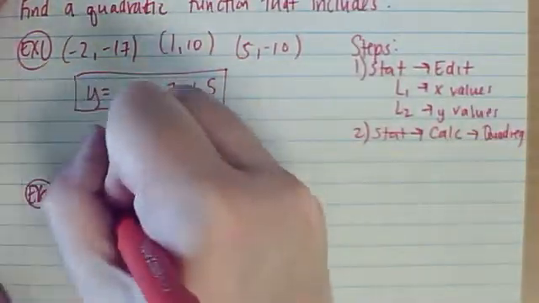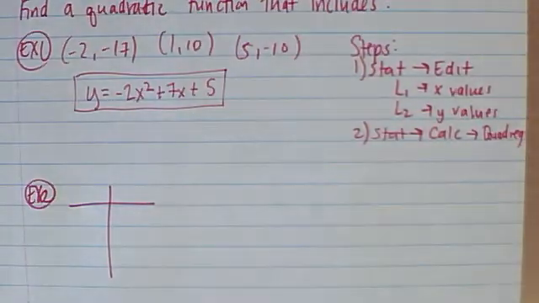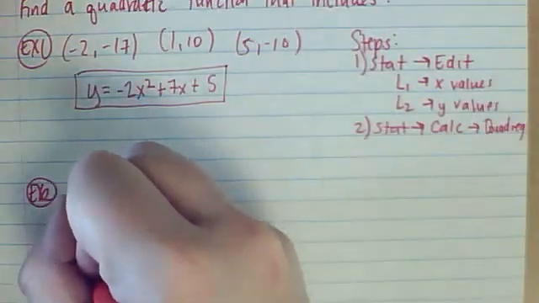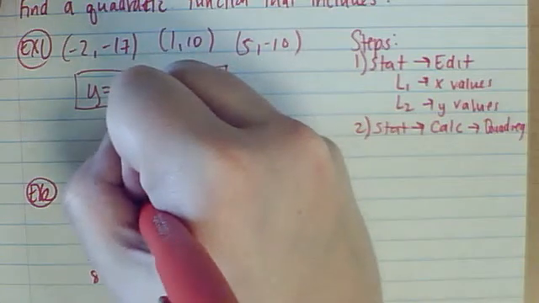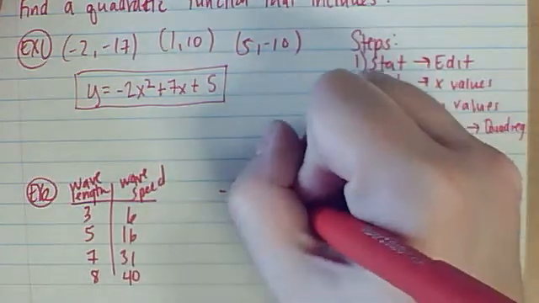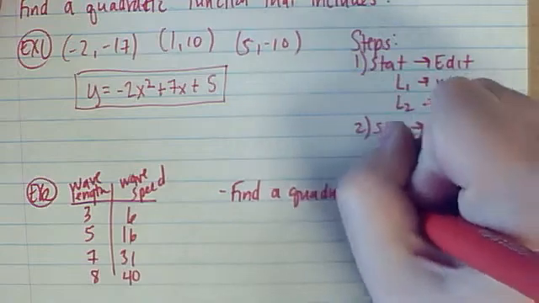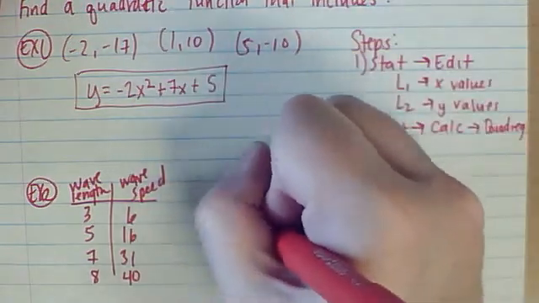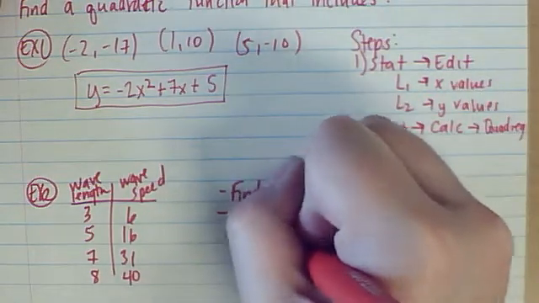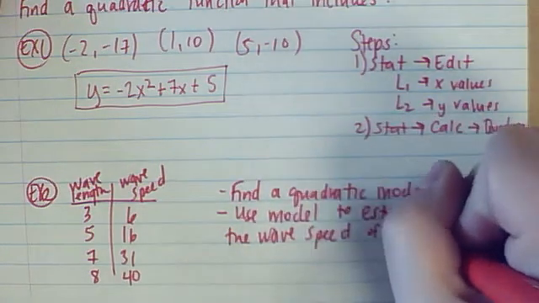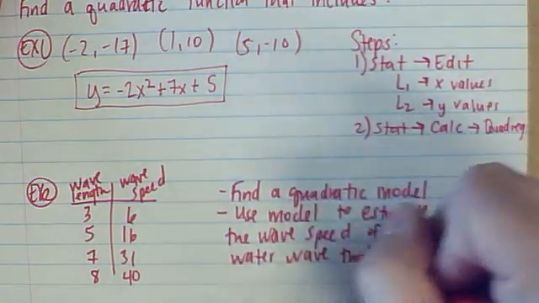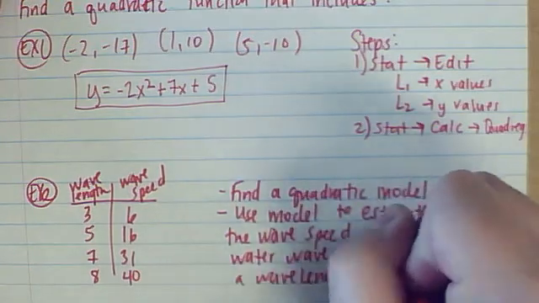Alright, example 2 is a word problem, and it has to do with wavelengths and their speed. So I'm going to give you the wavelengths 3, 5, 7, and 8, and the wave speeds are 6, 16, 31, and 40. So the first thing is I want you to find a quadratic model. And then after that, I want you to use that model to estimate the wave speed of a deep water wave that has a wavelength of 6 meters.